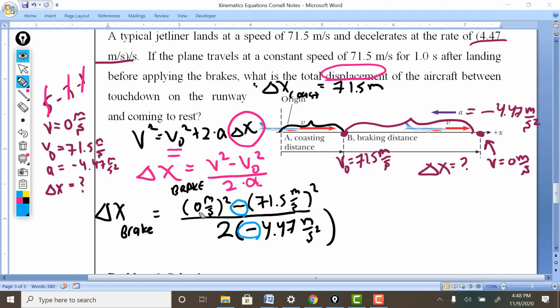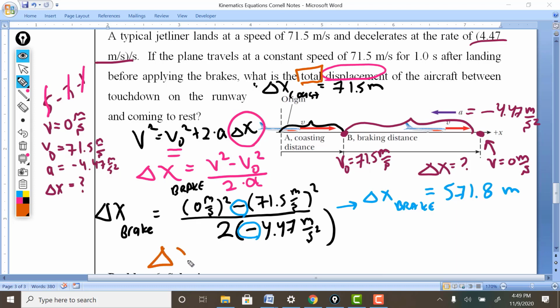This has to be positive regardless of what happens. So that's why these signs are so important. Okay? Plugging this into the calculator, we end up getting delta x break, the braking distance, is 571.8 something meters.